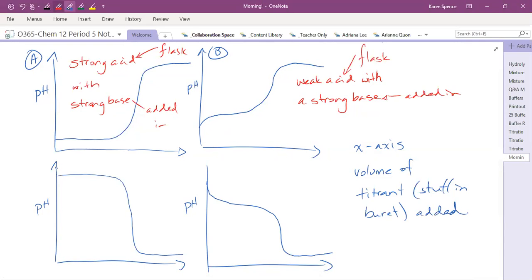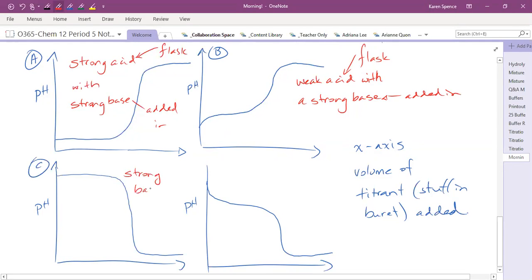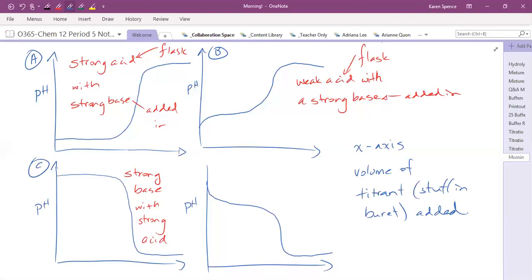How about C? Yeah, that is a strong base with a strong acid. And lastly, we have a weak base with a strong acid, yes.